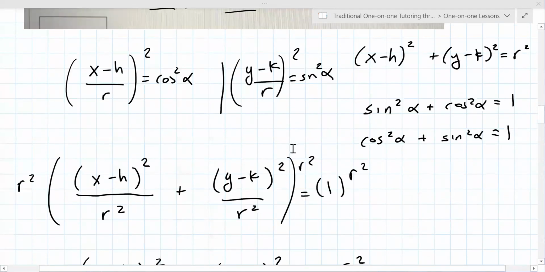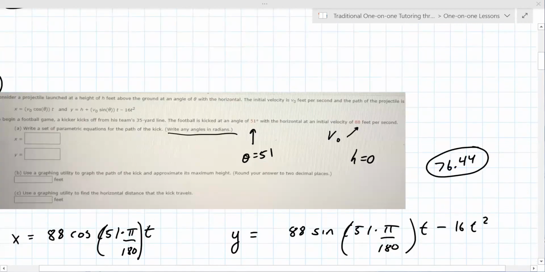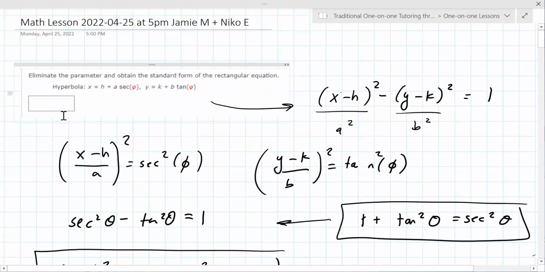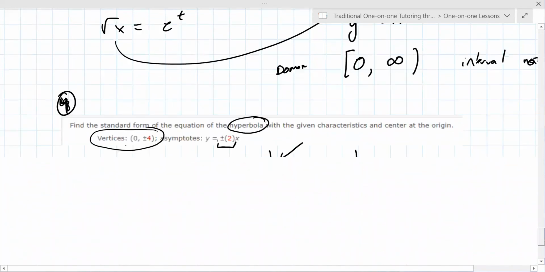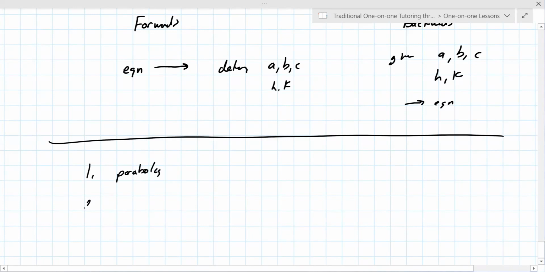I would ask, there are three types of conic sections. There are parabolas, there are ellipses, and then there are hyperbolas. There are also circles.